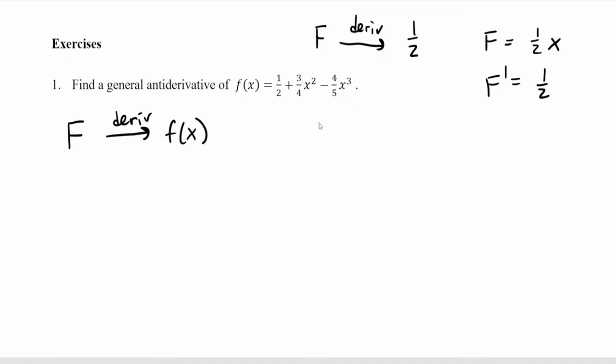So immediately, this piece here, we'll color code this, right? The antiderivative of this specific number, 1/2, is 1/2 x. So we'll write that down, 1/2 x, because when I do the derivative of this, I get this number. Okay, let's do the next piece. We'll do this in purple. So 3/4 x squared.